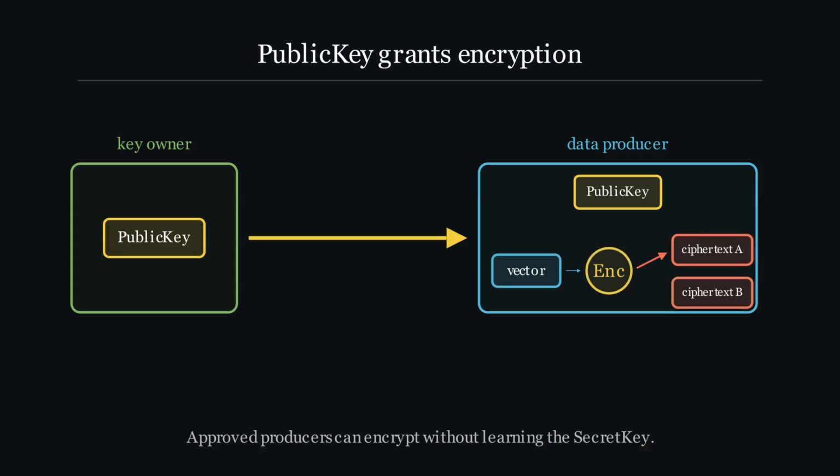Repeating randomized encryption on the same input produces ciphertext B with a different representation. Both decrypt to the same encoded value, but their bytes need not match. Public, therefore, means distributable for encryption, not meaningless. Architects still decide which producers receive the key and which contexts are allowed to use it.